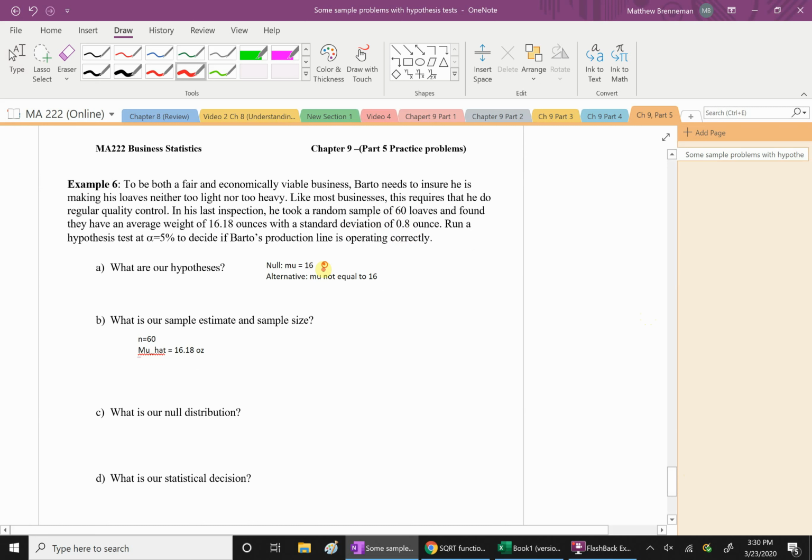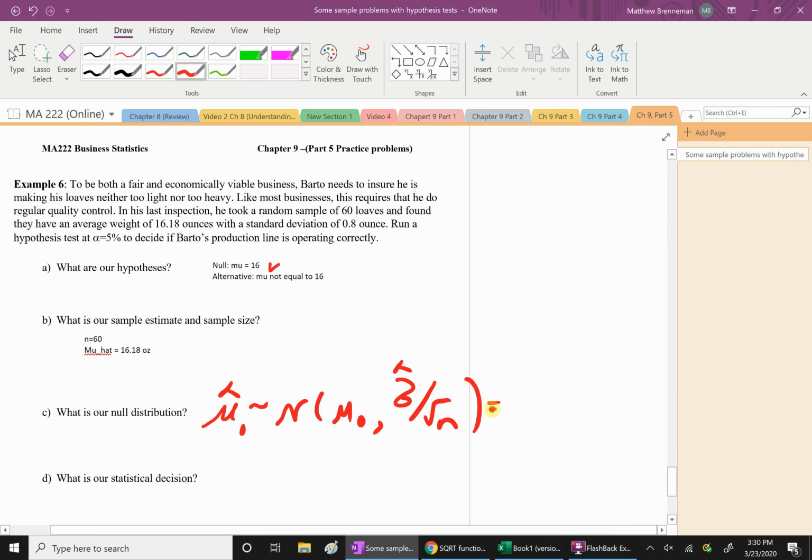So now if the null hypothesis is true, we know that sample means under the null hypothesis are centered at mu naught, and they're going to have a standard deviation. This could be sigma or sigma hat, but in this case we're given the standard deviation from the sample. It doesn't make any difference as far as our calculation goes. For this particular problem, this has a mean of 16, and a standard deviation of 0.8 divided by the square root of 60.